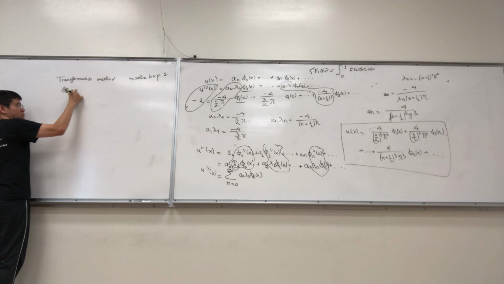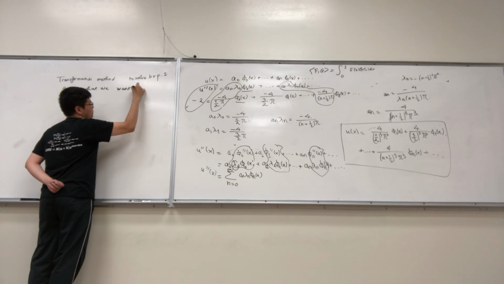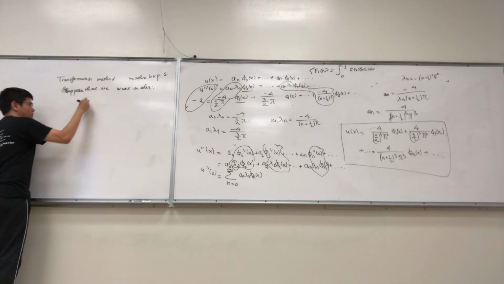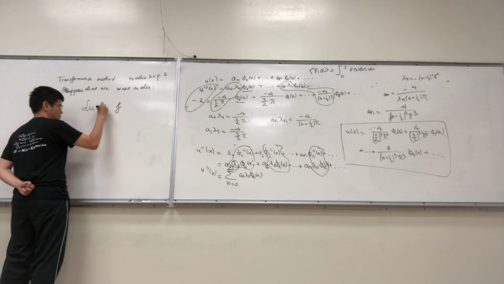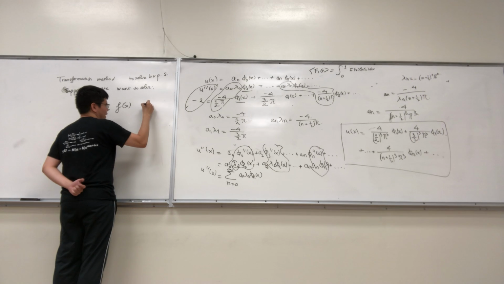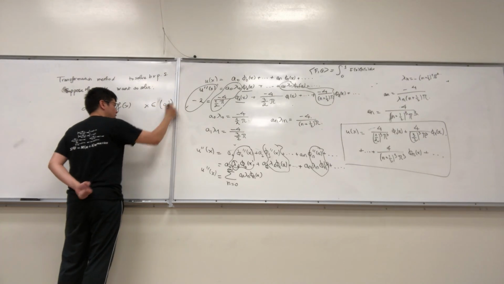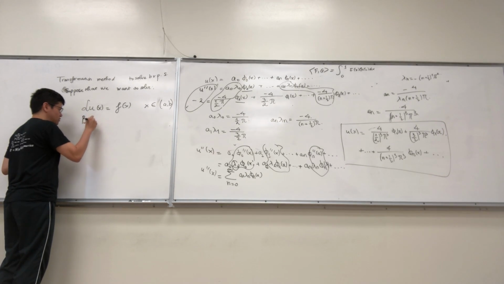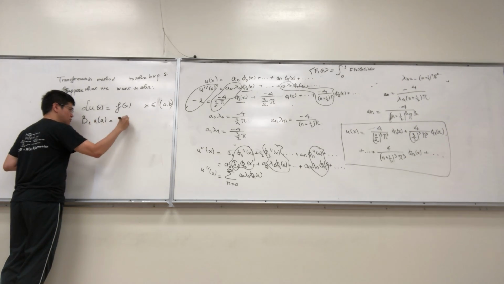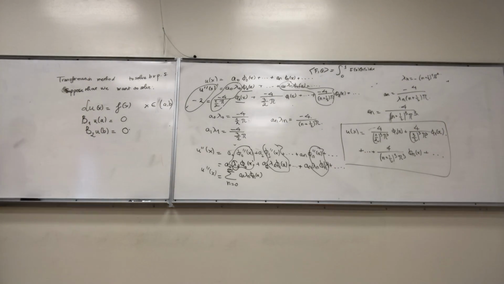Suppose that we want to solve L of u equals f, L of u(x) equals f(x), when x is from a to b. So this is basically an interval, right? You want to solve a second order differential equation on an interval (a, b). You have two boundary conditions: boundary condition 1 at a is equal to 0, and boundary condition 2 at b is equal to 0, right?